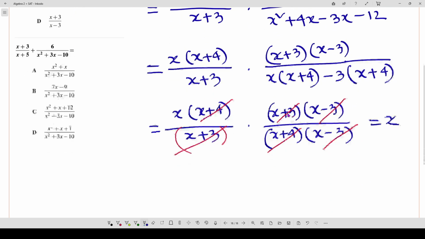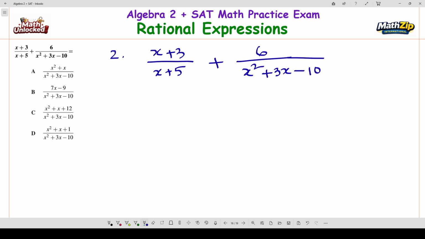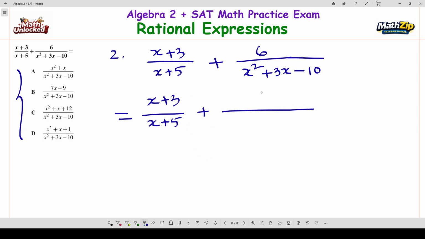So number 1 done. Second question. (x + 3) divided by (x + 5), plus 6 divided by (x² + 3x − 10). These rational expressions we need to simplify and find the correct option from A to D. First step, it will be (x + 3) divided by (x + 5). The first fraction will be unchanged, plus 6.